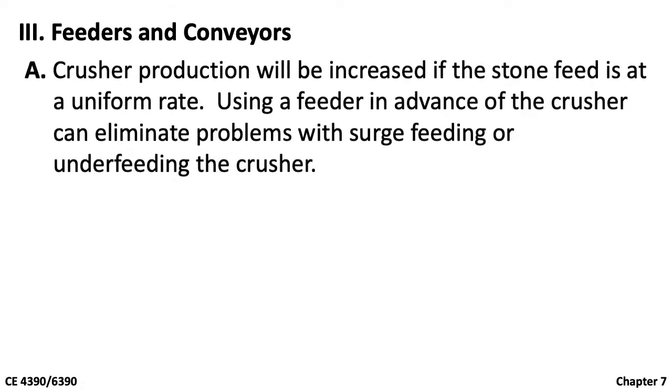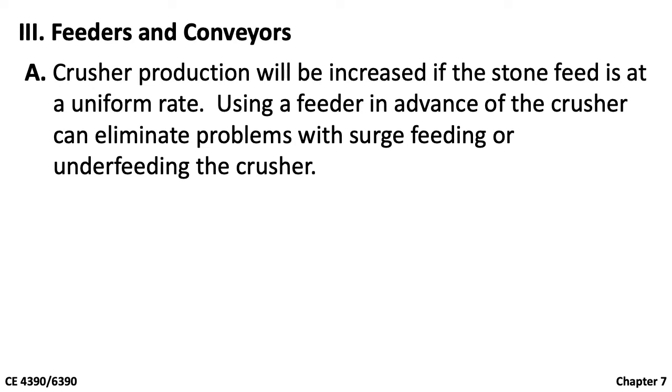As noted earlier, we can feed the crusher directly from a dump truck or an excavator. However, using these two methods causes many issues for crusher production, since the crusher may be fed with too much material at a certain time, but not receive enough material at other times. Using a feeder to control the feeding rate would help minimize this issue. Crusher production will be increased if the stone feeds at a uniform rate. Using a feeder in advance of the crusher can eliminate problems with surge feeding or underfeeding the crusher. Let's watch the following clip about how feeders are used.